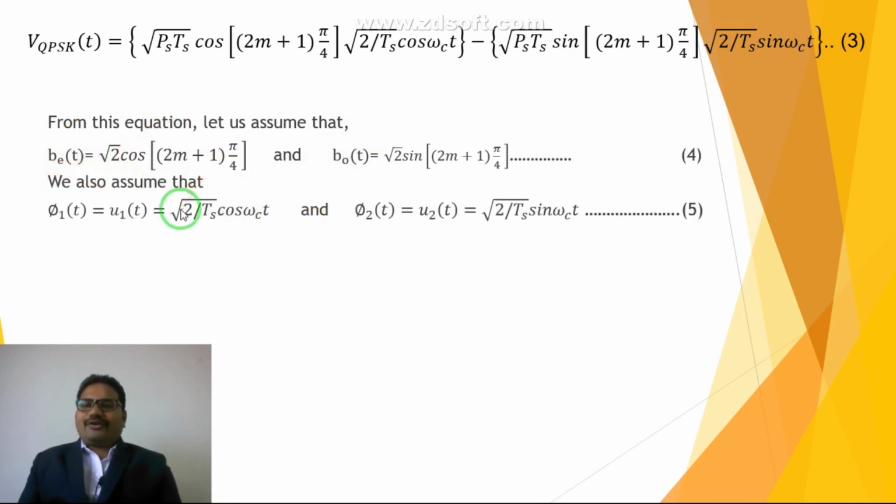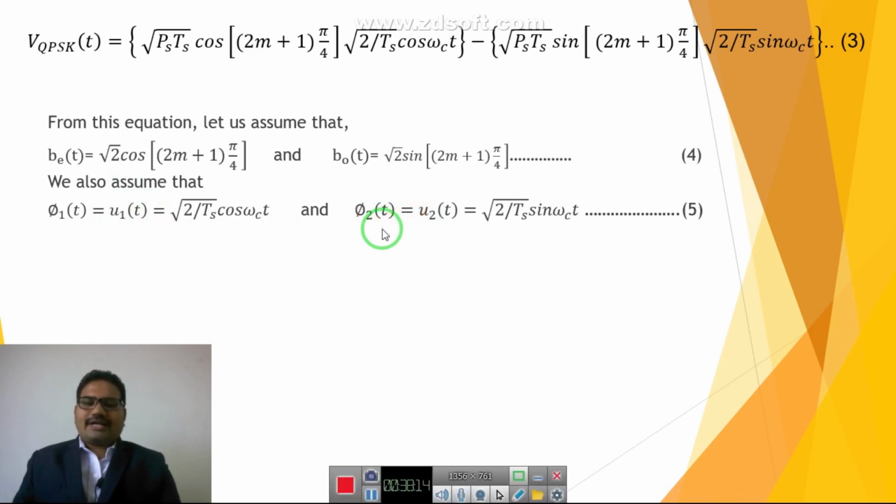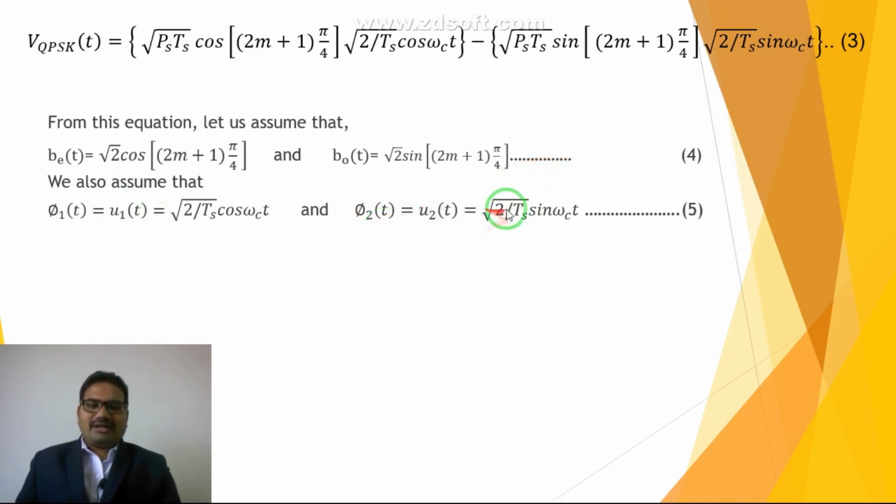Similarly, phi 1 of t is square root of 2 by Ts cos omega ct. Phi 1 of t or u1 of t, it is one and the same, because we are going to take u1 of t for representation. And similarly, phi 2, or we can also call it u2 of t, is nothing but your square root of 2 by Ts sine omega ct. Make it as 5.